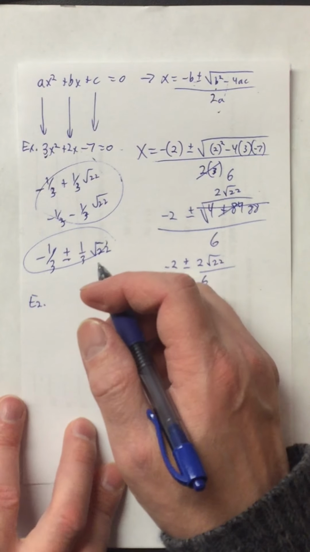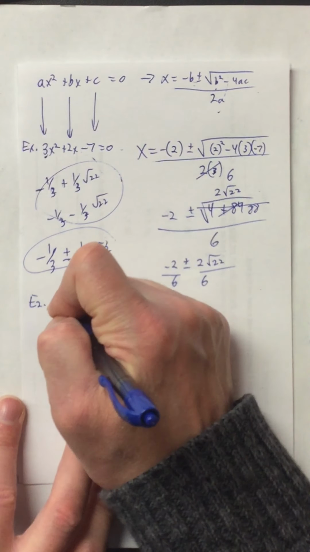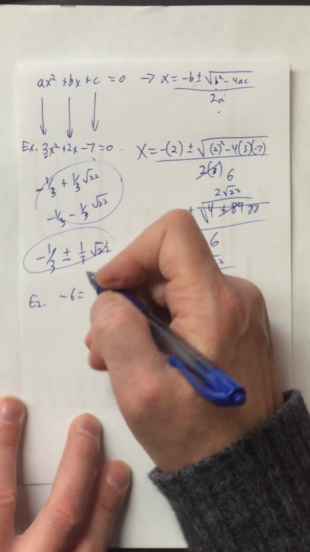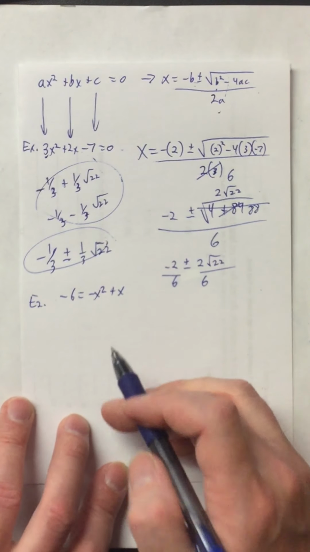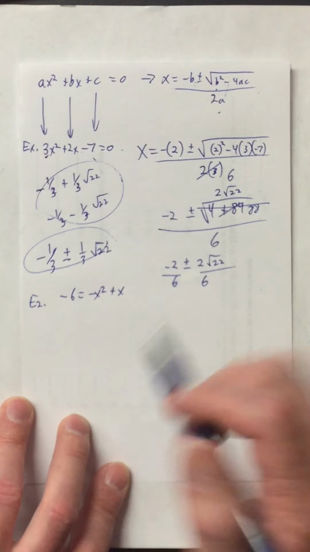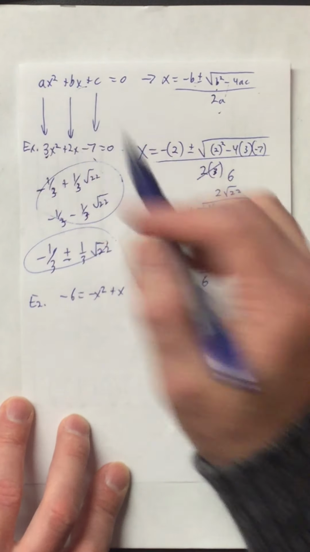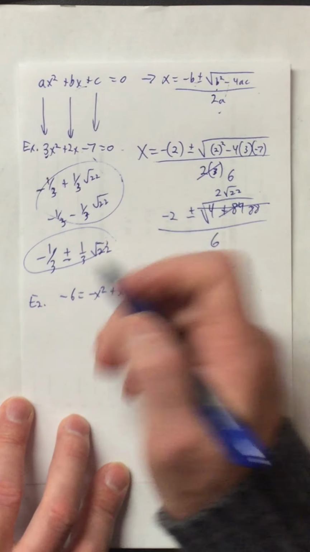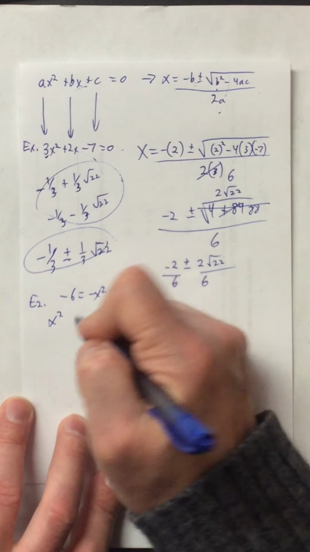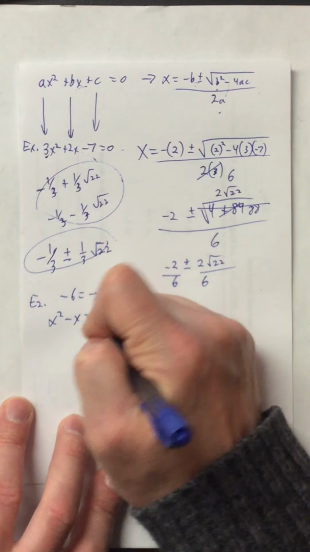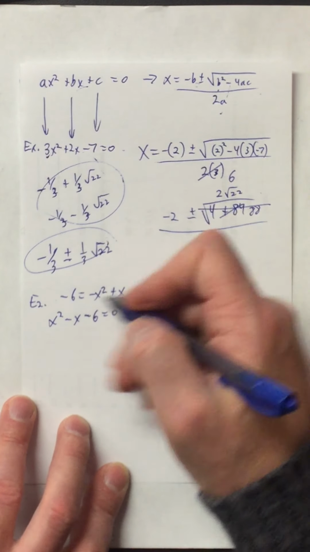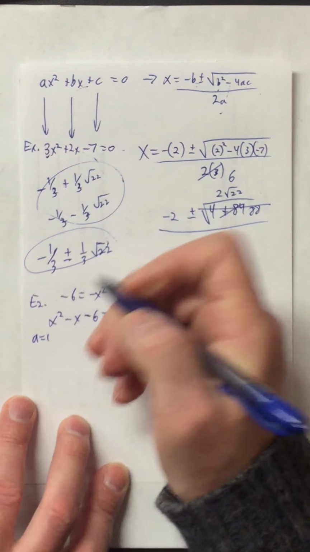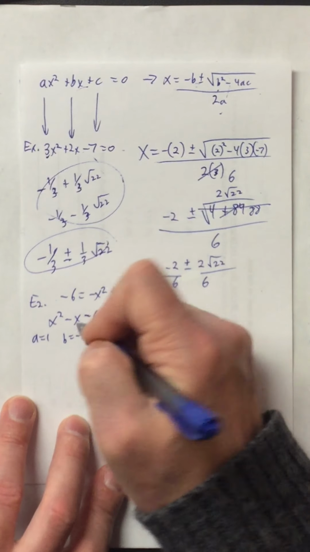Example 2 says use the quadratic formula to determine the roots. It gives negative 6 is equal to negative 2x plus x squared. Now this one here, first we've got to arrange it. It's not in this form yet. So we're going to move everything over. So we're going to get x squared minus x minus 6 is now equal to 0. Now it lines up. My a is equal to 1. My b is equal to negative 1.